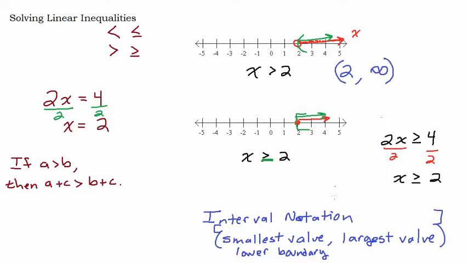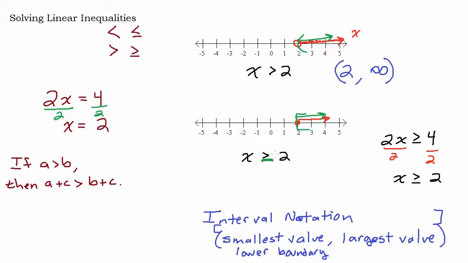Some books use a bracket there. Hopefully your instructor wouldn't be too picky about whether you use a bracket or a parenthesis with the infinity. But you have to use a parenthesis if you don't want to include 2, just like you have to use a parenthesis on the line if you don't want to include 2.